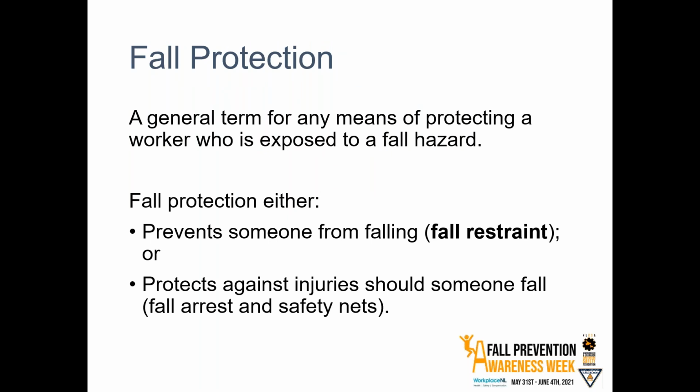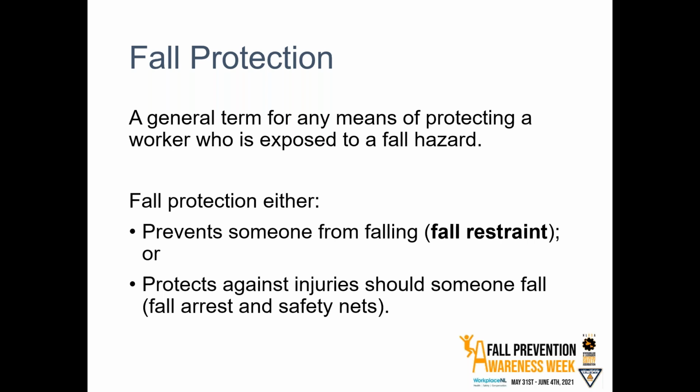So fall protection as a term means anything that you might do in the workplace to protect a worker from falling. I want to highlight that for anyone who's been in the industry for many years. There were a lot of terms that used to be used to refer to fall protection training, things like harness training or fall arrest training. Really, fall protection is the umbrella term that covers all the possible things that we could do.